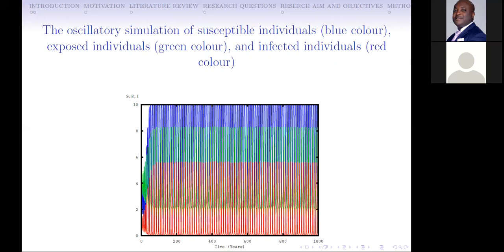This implies that the total number of individuals in the population will sometimes be increasing, and at another time they may be decreasing. This makes it difficult to estimate the size of the epidemic.